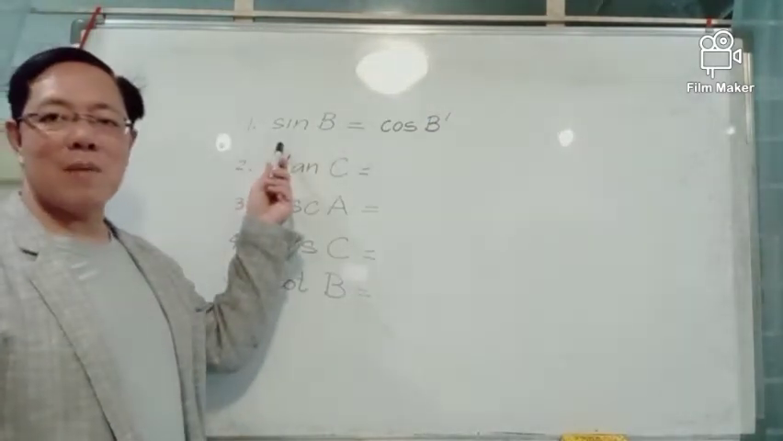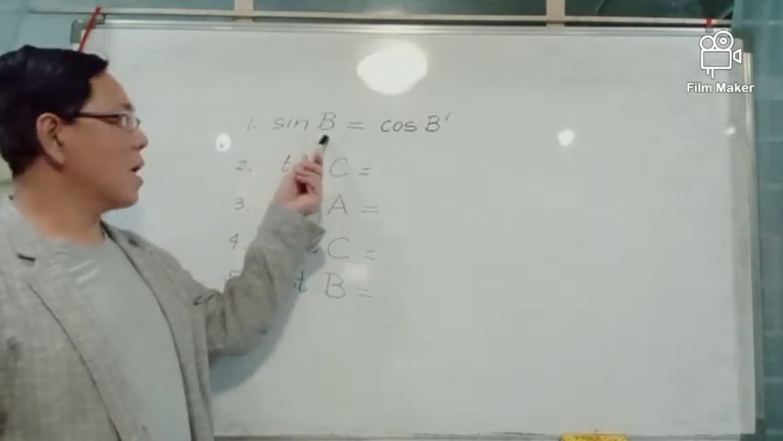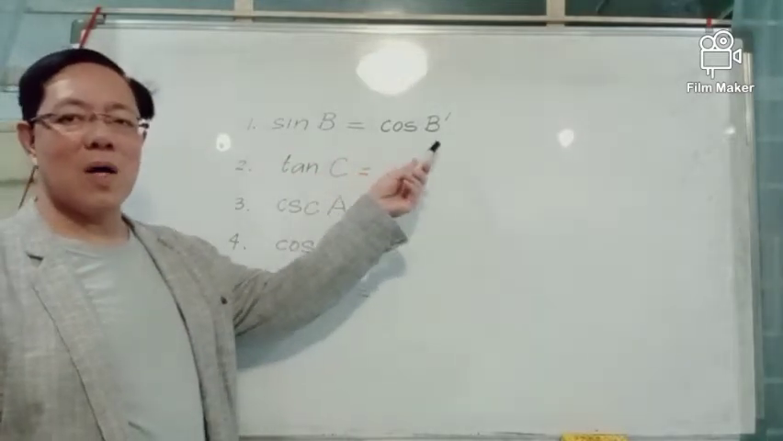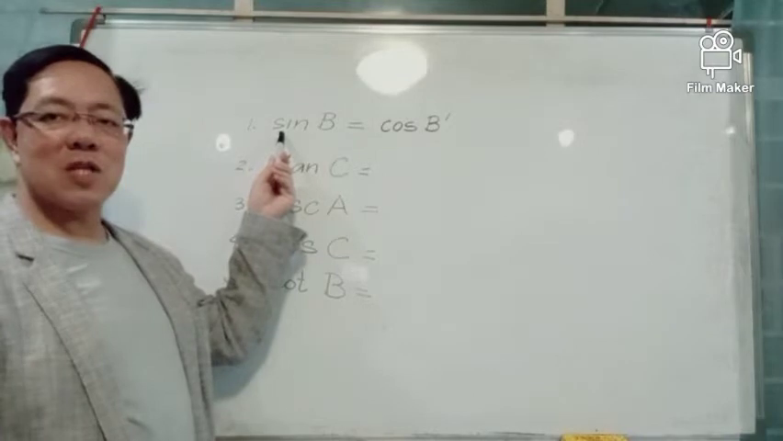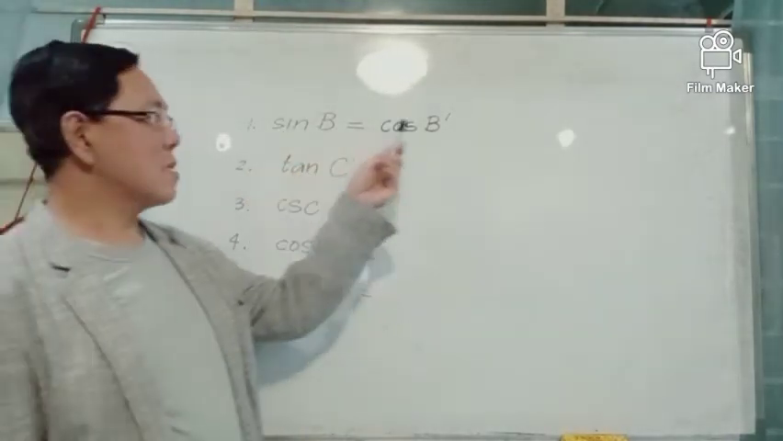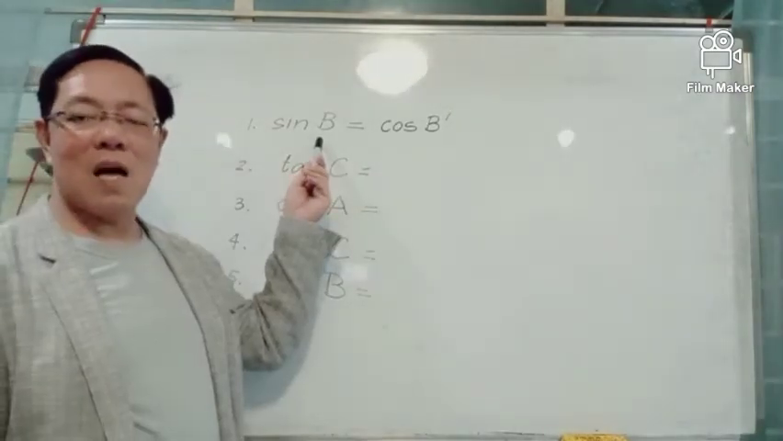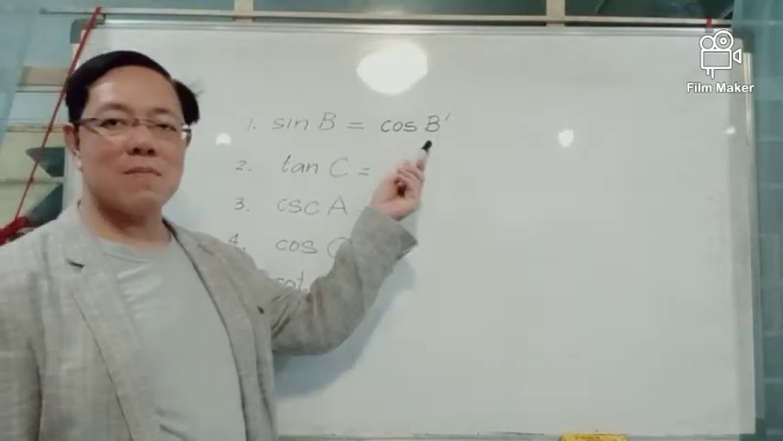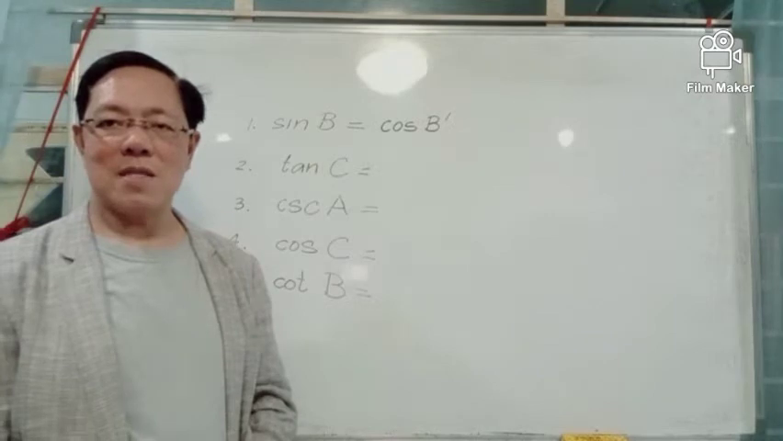This is by complement angle theorem: the trigonometric function of an angle is equal to the cofunction of the complement of the angle. The cofunction of sine is cosine. The complement of B is denoted by B prime. If we know exactly the angle B, its complement is obtained by subtracting angle B from 90 degrees.